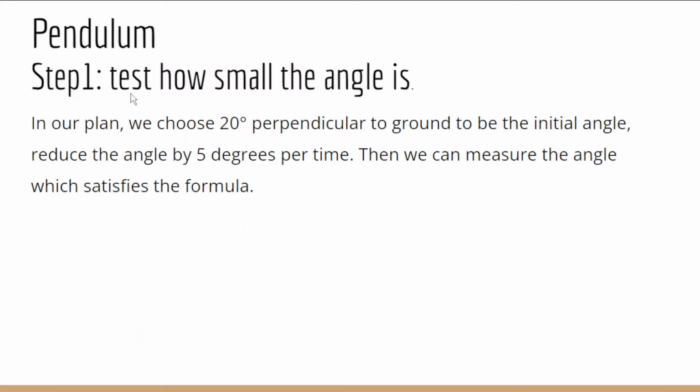Let's talk about the steps of the pendulum. Step 1, test how small the angle needs to be. In our plan, we choose 20 degrees from perpendicular to the ground as the initial angle, then reduce the angle by 5 degrees each time. Then we can measure the angle which satisfies the formula.